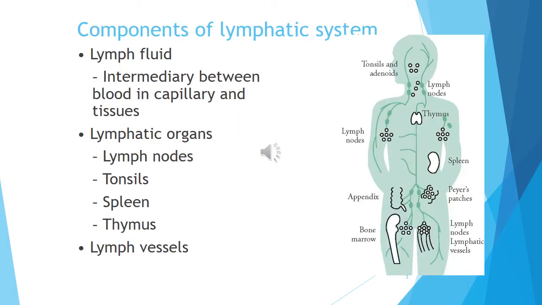In this diagram, we can see the components of the lymphatic system. It consists of lymph fluid, which is the intermediary between blood in the capillary and tissues. The lymphatic organs include lymph nodes, tonsils, spleen, thymus, and the lymph vessels.